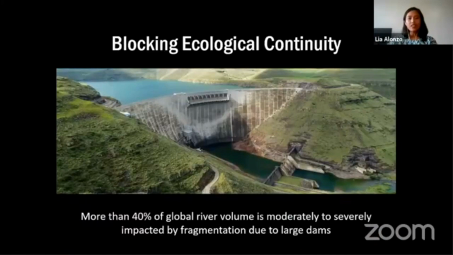The main impact of large dams is the blocking of ecological continuity. This stems from the creation of a barrier in the river, which practically stops the flow of the river or is being controlled by the operators of the dam. More than 40% of the global river volume is moderately to severely impacted by fragmentation due to large dams.